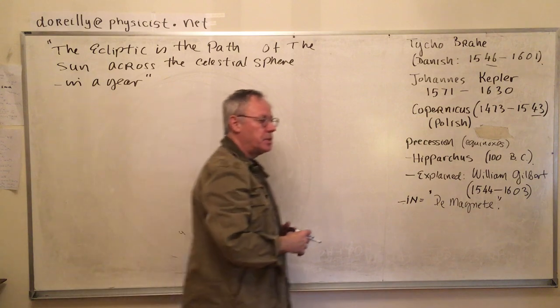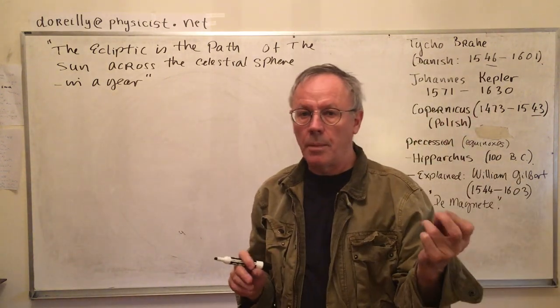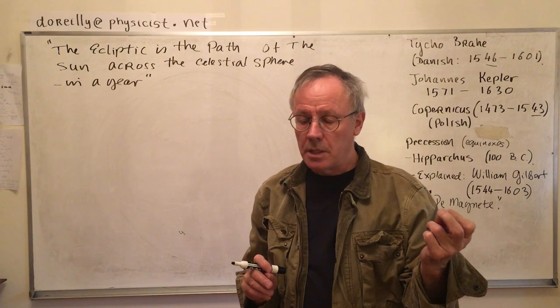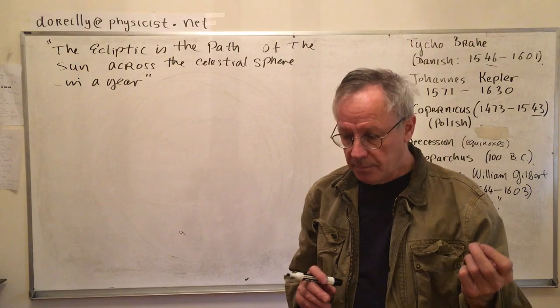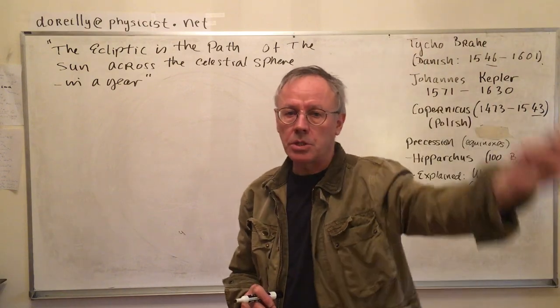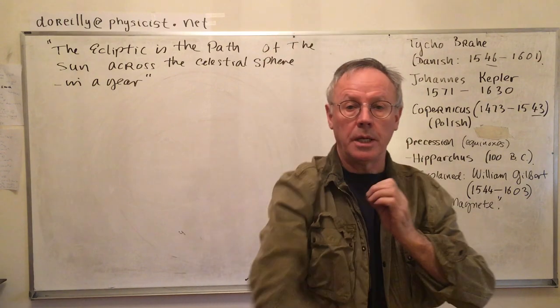Now that path corresponds to an orbit of the Earth, because the sun is not orbiting the Earth. Remember that. Some people before Copernicus thought that the sun was orbiting the Earth, but it appears to orbit the Earth. It appears to go around this celestial sphere, but it's actually us that's doing the orbiting. Okay?